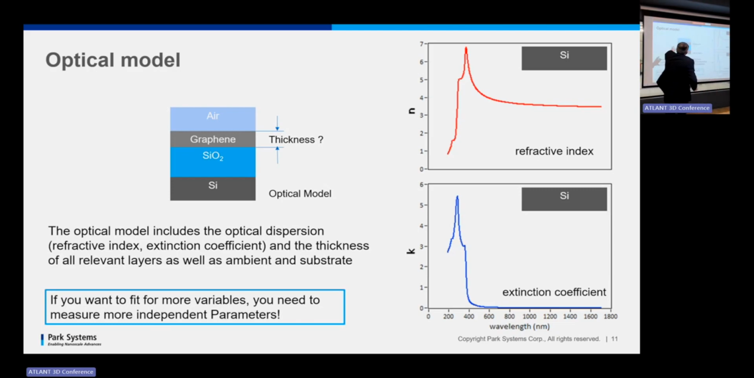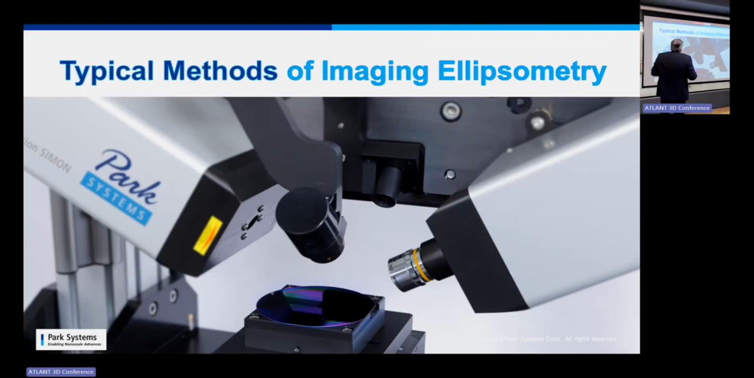So we have a set of variable parameters, and we can measure a number of parameters to describe the set. And it depends on how many parameters we can measure, of course, how many parameters we can get out of this system. Okay, so this was how it works.